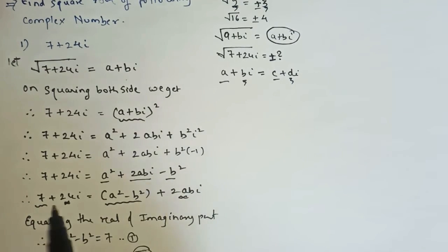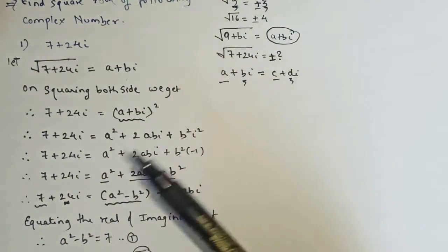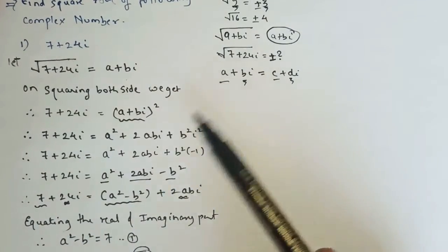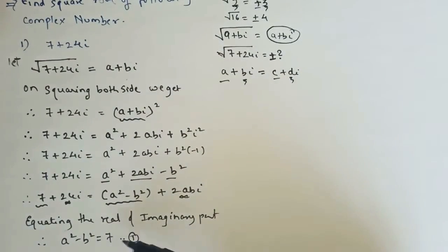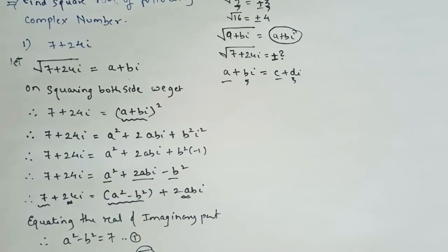Clearly this part is without i and this part is with i. So equating the real and the imaginary part using this property, a will be equal to c and b will be equal to d. So that only I did here. Yes or no? Okay, so here we got two equations.